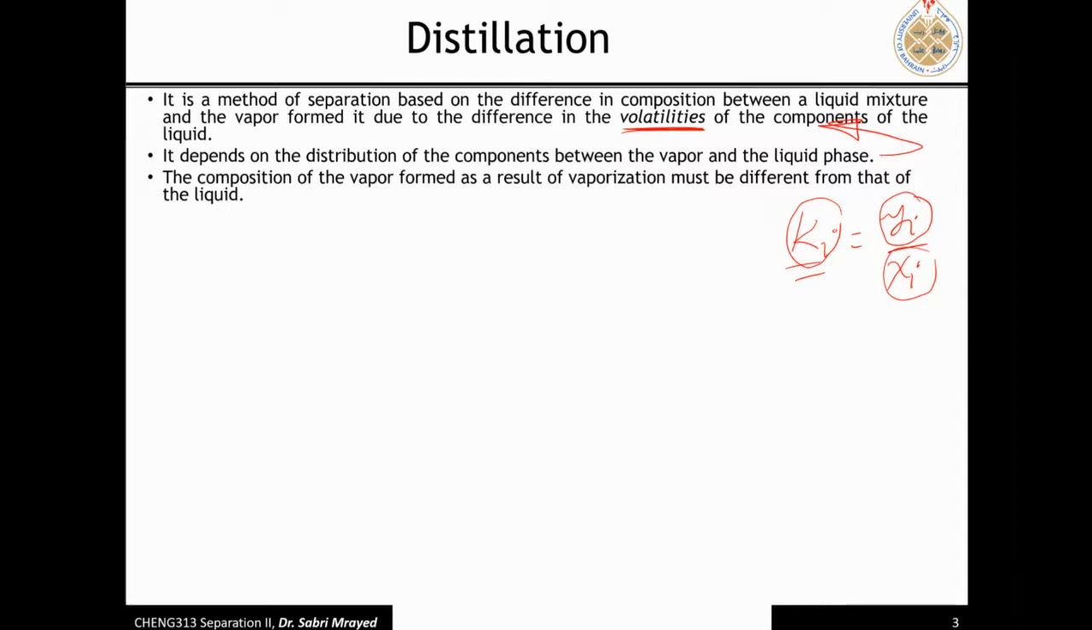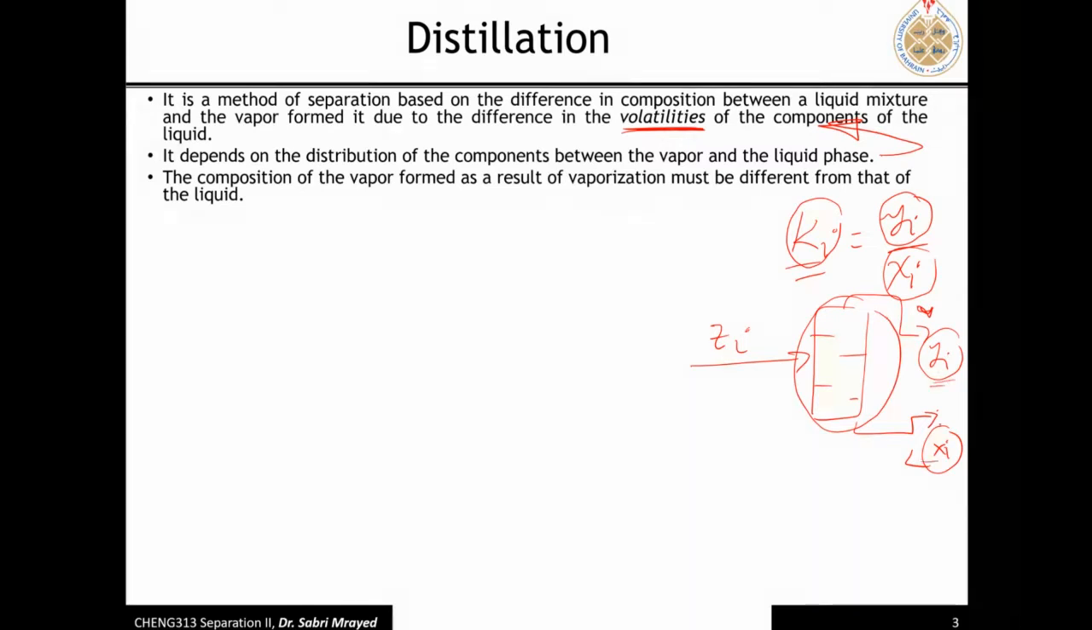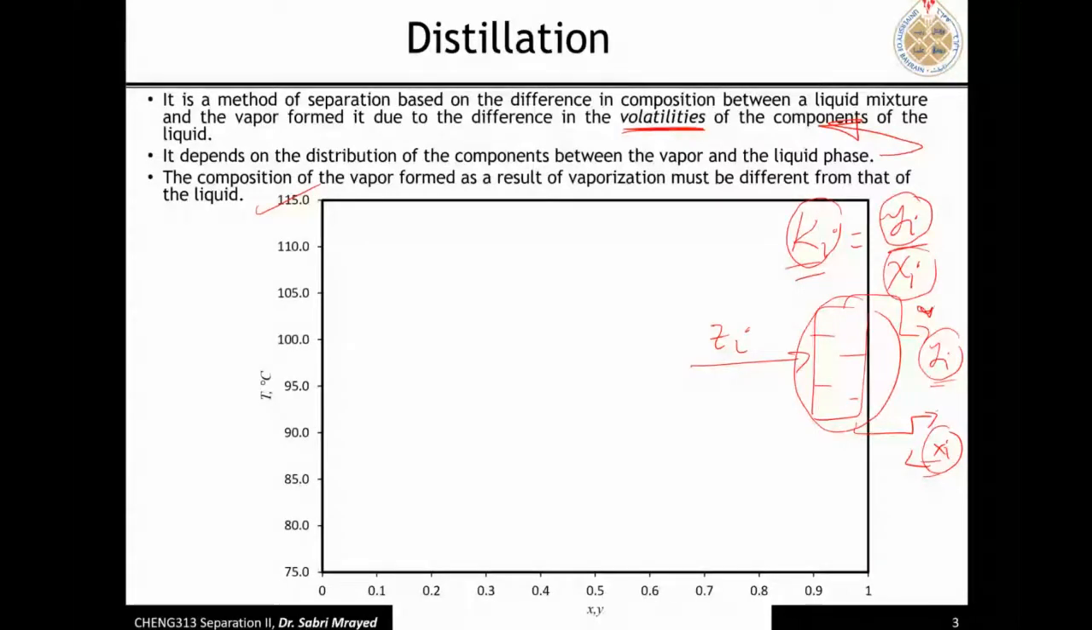Otherwise, if you have a component in that mixture, for example, and this is your distillation, and then you have your product here, and this is your vapor, and this is your liquid, and this is your component i going here, and there is a mole fraction Yi here, and Xi is the mole fraction of that component. If Xi and Yi are the same, there is no point in installing this equipment, because at the end of the day the composition is the same. The composition of the vapor formed as a result of vaporization must be different from that of the liquid. This is what we just said here. This is something you can see. Just a moment, let me take this off.